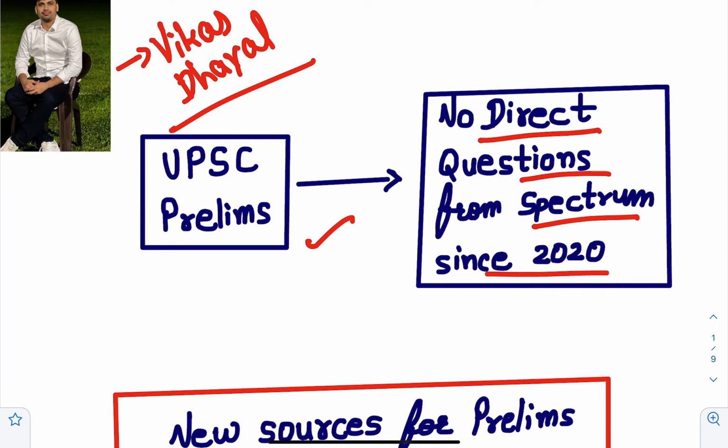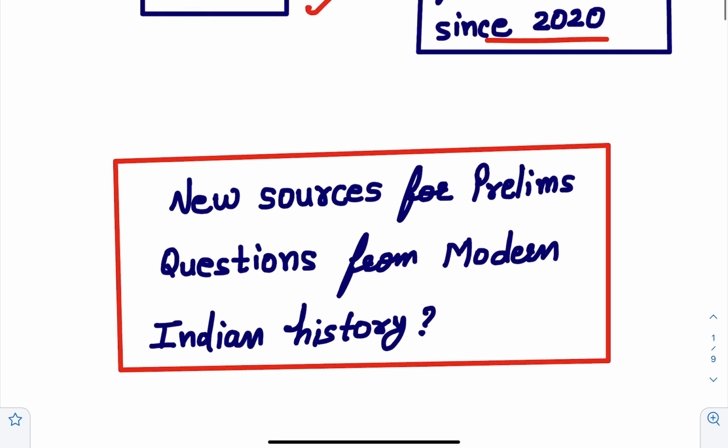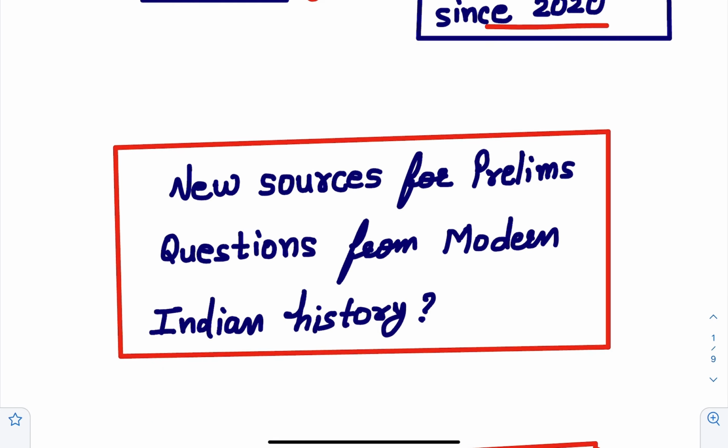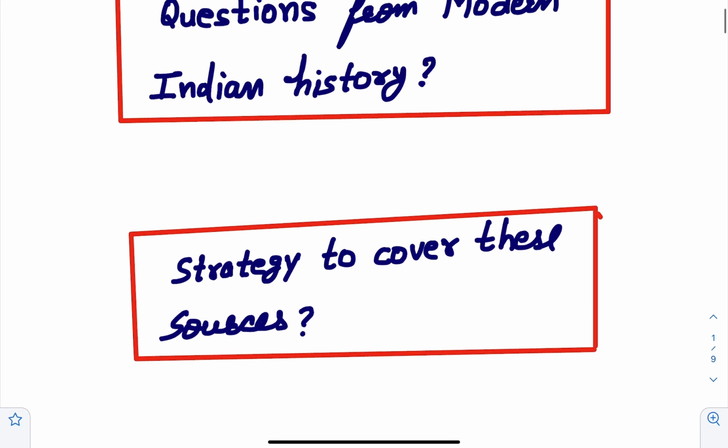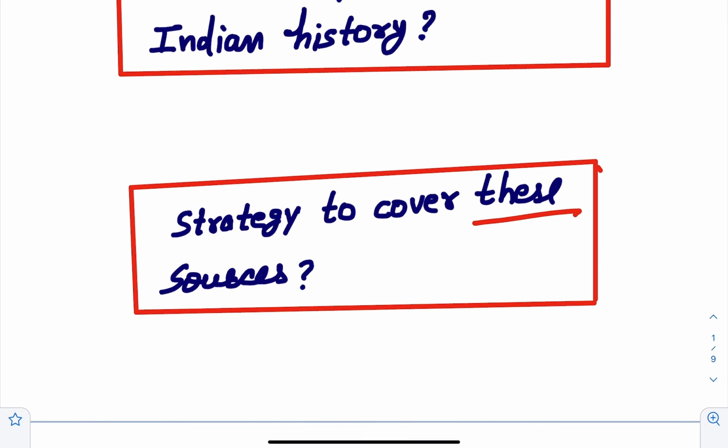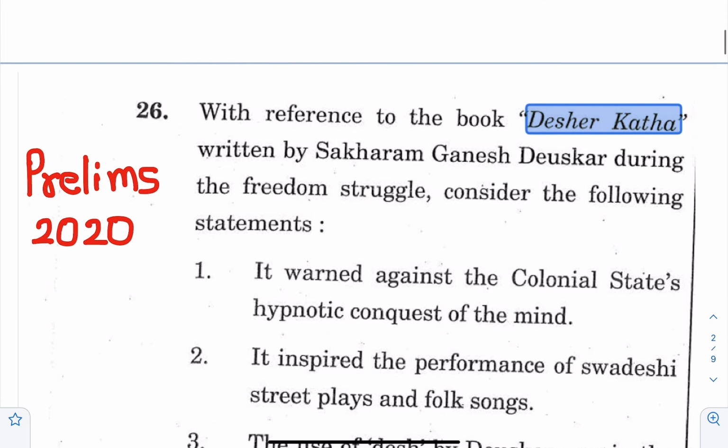So we'll try and understand from where exactly UPSC is asking these questions, and particularly for modern India, and what should be the approach regarding marking more questions correct from the questions of modern India. So new sources for prelims questions from modern Indian history. So what are the new sources and strategy to cover these sources? So how we can cover these sources?